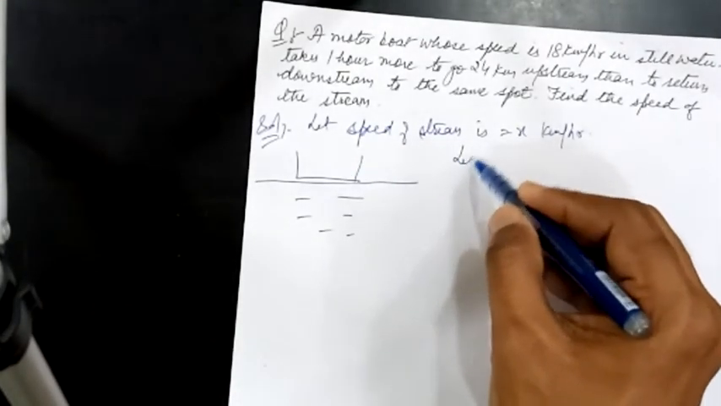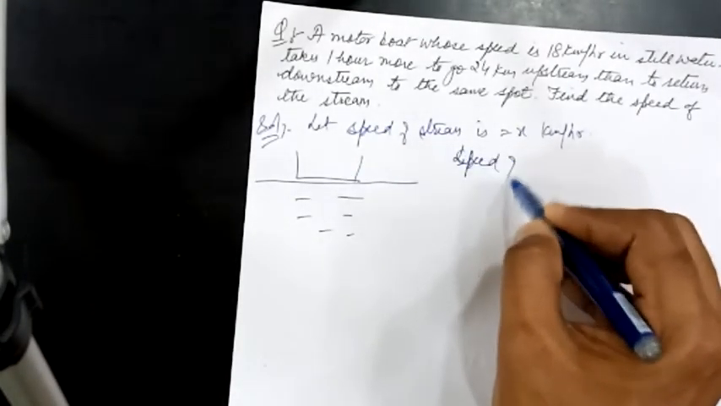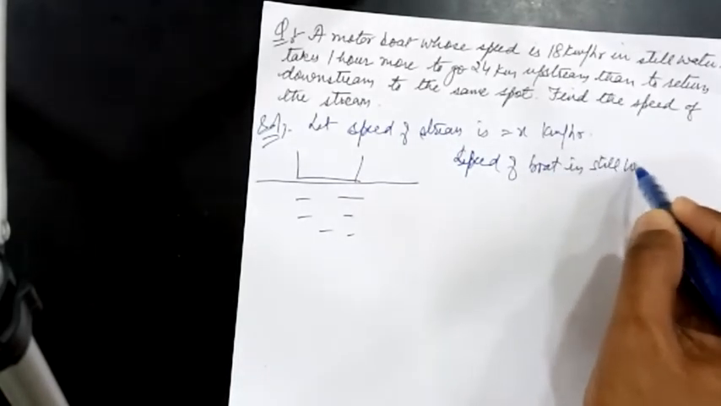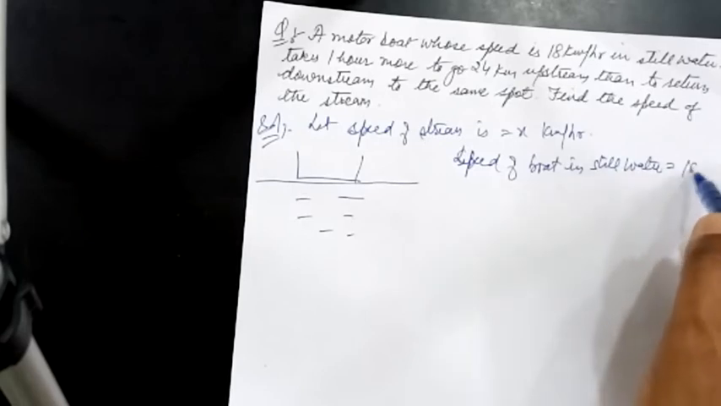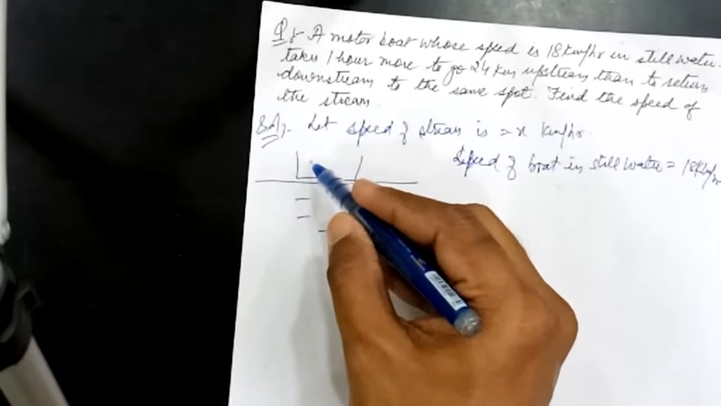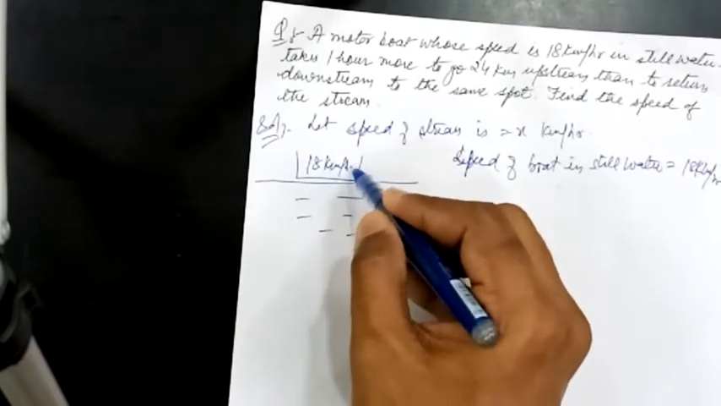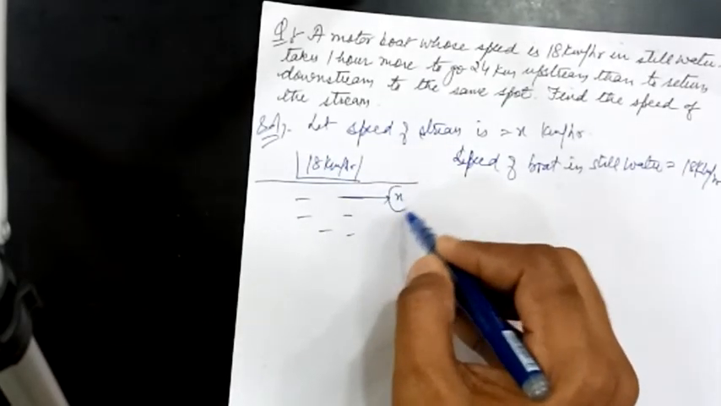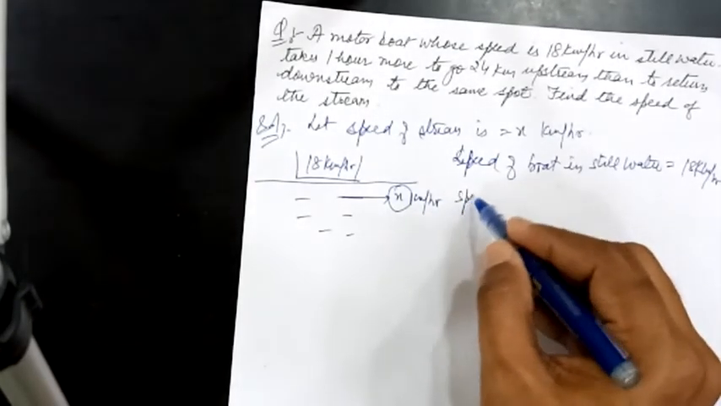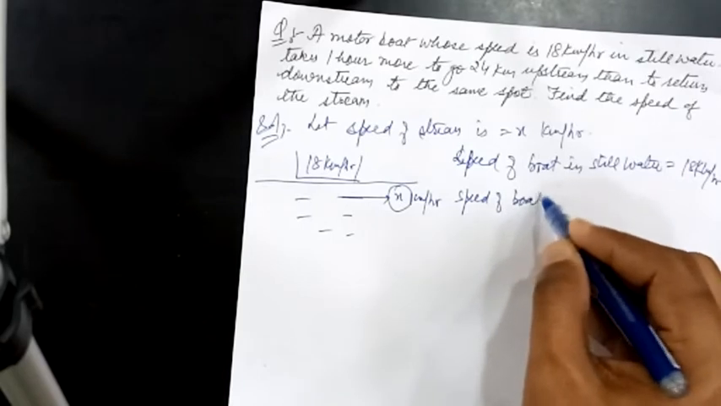Here the speed of the boat in still water is 18 kilometers per hour, as you can see. Let us suppose this is the still water. So the speed of the boat is 18 kilometers per hour and the speed of the stream is x kilometers per hour. So what will be the speed of the boat downstream?